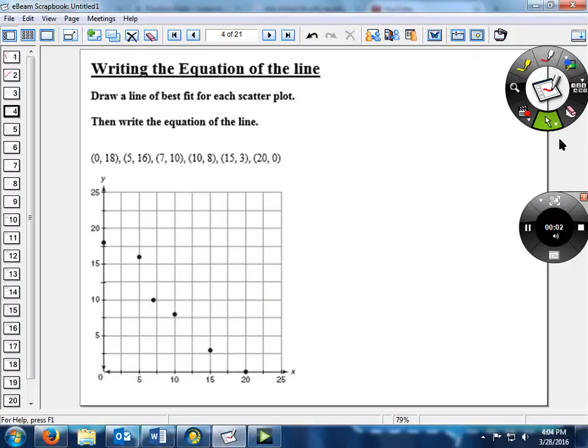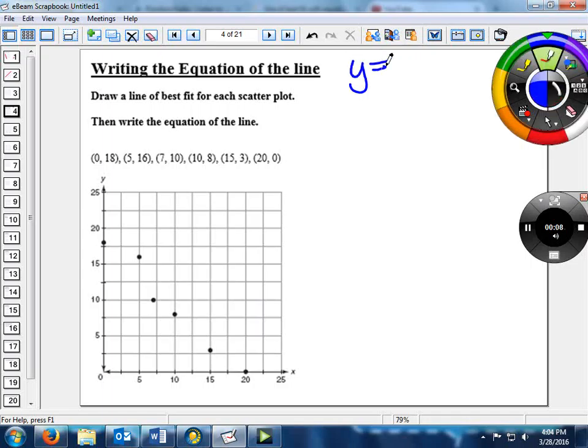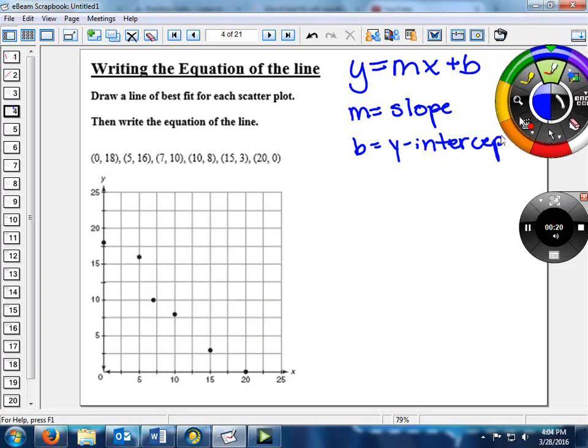The next part of a line of best fit is being able to actually write the equation for the line. We have been talking about the linear equation y equals mx plus b, where m represents our slope and b represents our y-intercept. We're going to be using the same concept today to form our equation for the line.